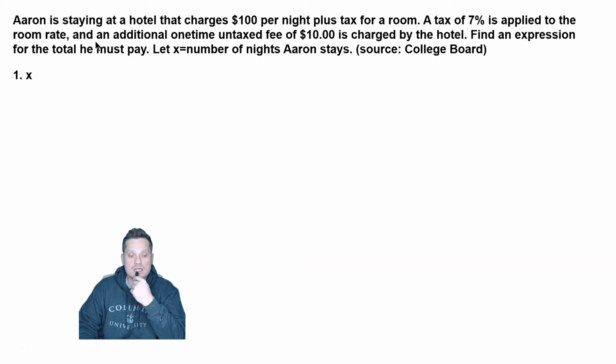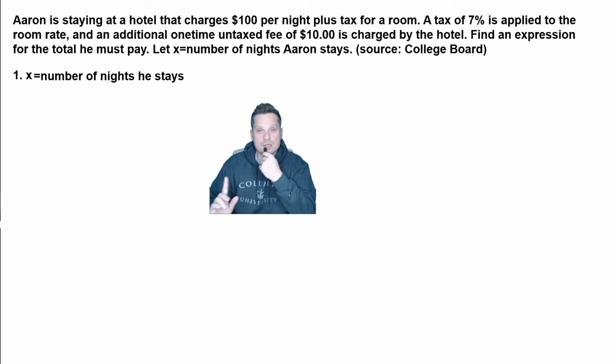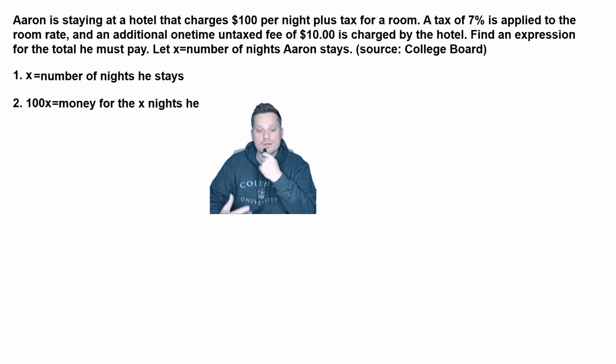So, stage number 1 is to introduce a variable and then define the meaning of the variable. So that would be the number of nights that he stays at the hotel. That's one key piece of information. After that, you have to take your x and multiply by 100 because we were told it's $100 per night. So in other words, it's going to look like this. It's going to be 100x, and what that represents essentially is the money for the nights he stays at the hotel. Just keep that in mind.